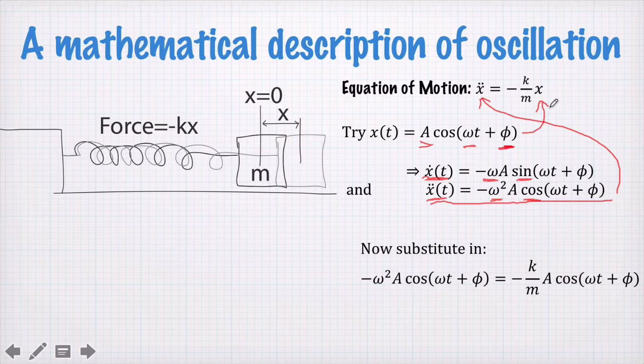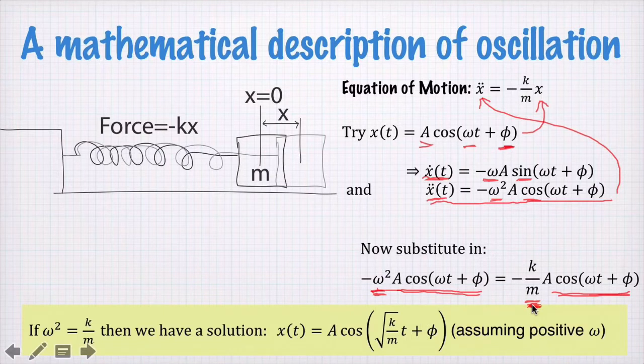So now we have x double dot is equal to negative k on m times x. And this is true provided omega squared is equal to k on m. This factor of a cos omega t plus phi is common on both sides, so all we require is that omega squared is equal to k on m. So if omega squared is equal to k on m, then we have a solution, which is that x of t is equal to a cos root k on m times t plus phi. And I've assumed here a positive frequency. We could take a negative frequency, but a positive frequency makes more sense, I think.